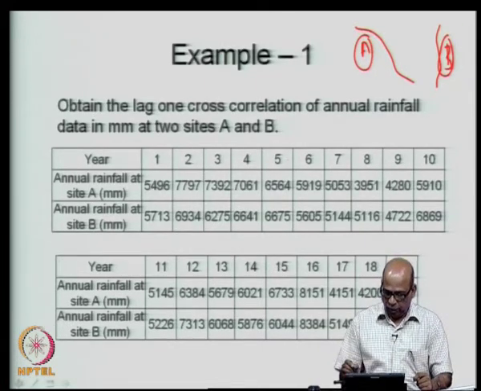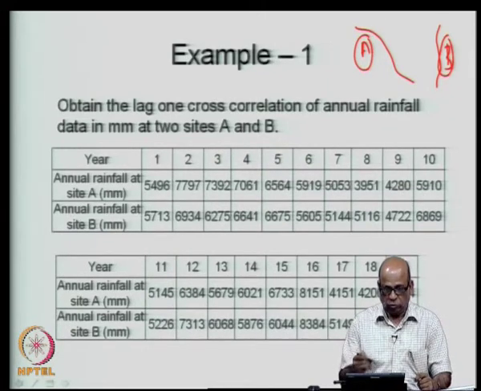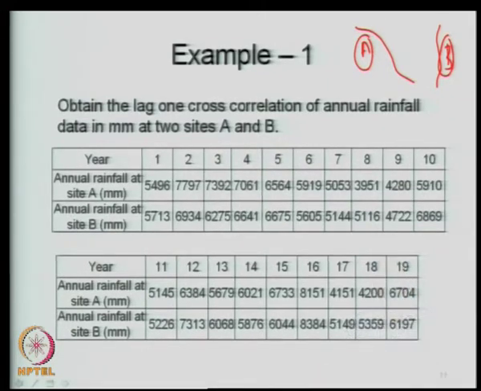So, we have for 19 years now annual rainfall at site A and annual rainfall at site B. Now, these are the data that are available. So, using this we will now look at how to develop the cross correlations at various lags.